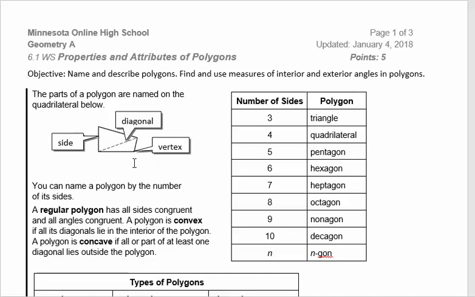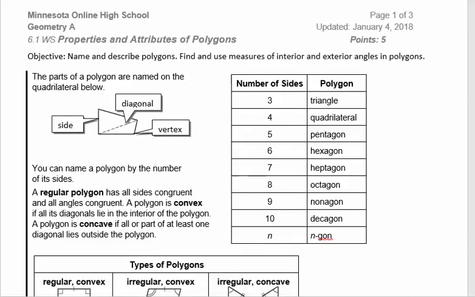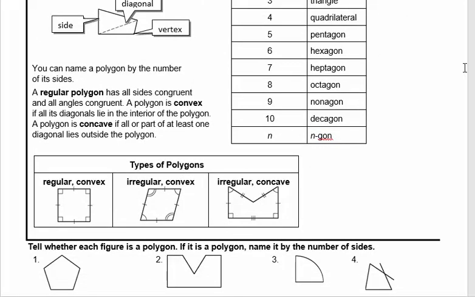So first of all, we can name a polygon by the number of sides, and this table here tells you what the name would be depending on how many sides. If it has more than 10 sides, there are some special names after that, but we're just going to call it an n-gon for after 10 sides. And so if it had 15 sides, we'd call it a 15-gon. If it had 100 sides, we'd call it a 100-gon.